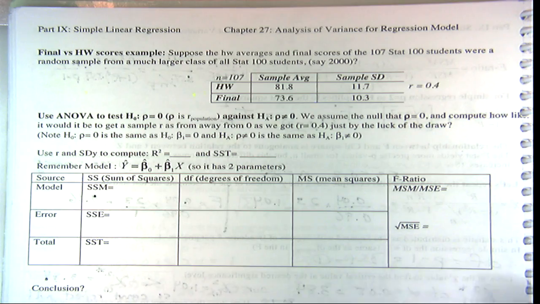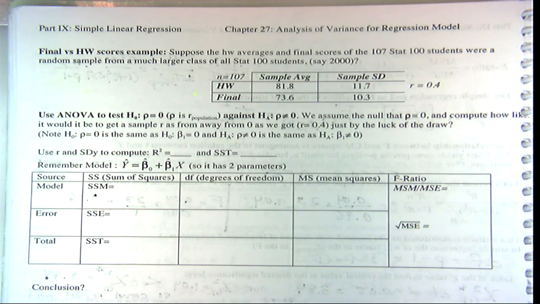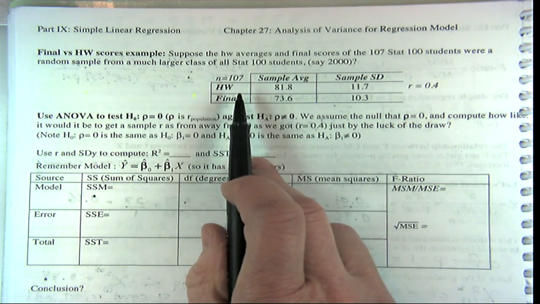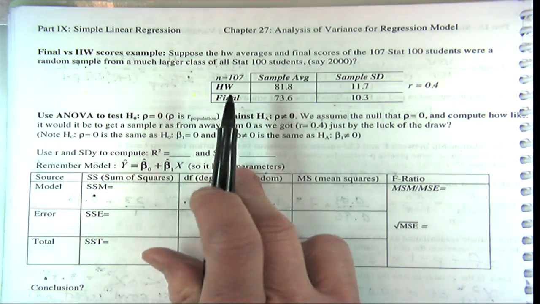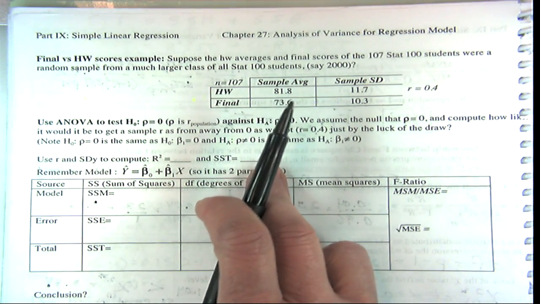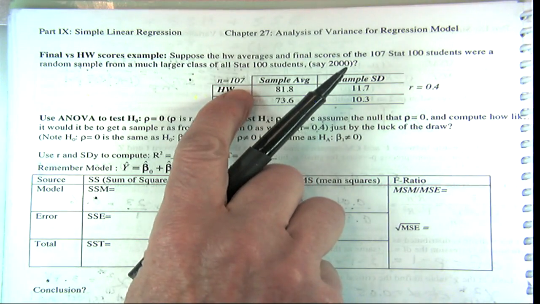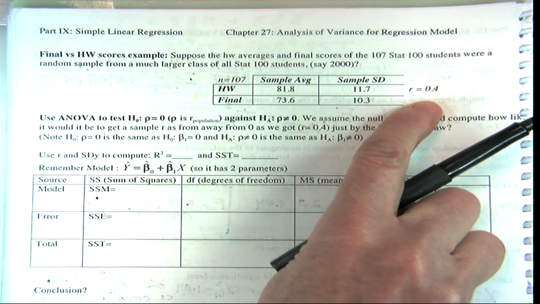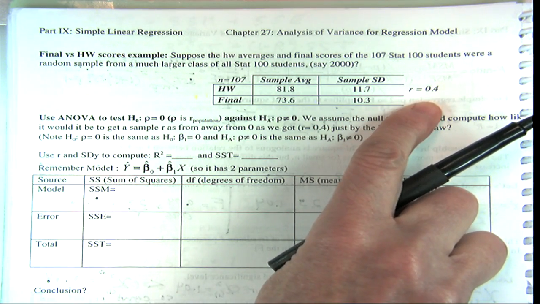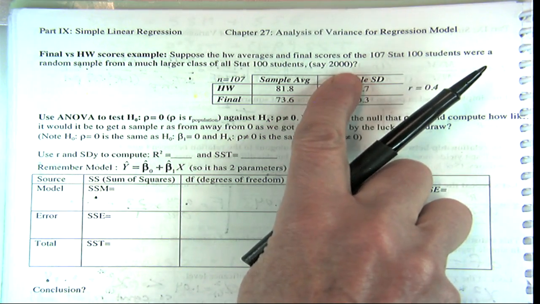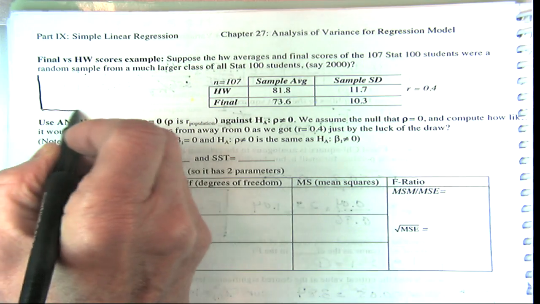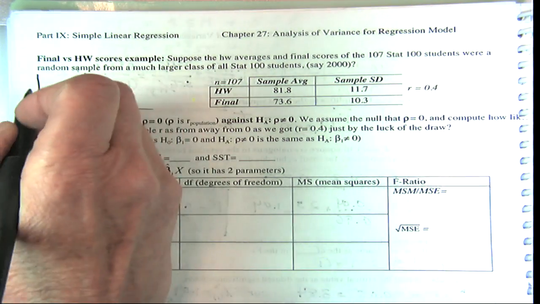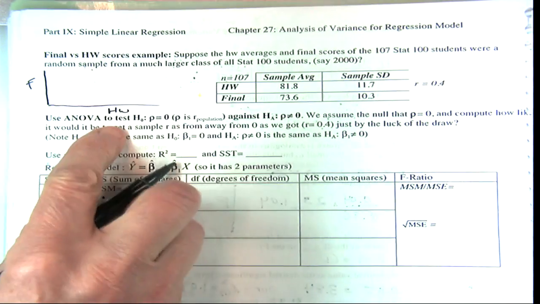All right, so let's look at this example. Here's data from our homework and final from 107 students. Imagine these 107 students were a random sample from a much wider population. Otherwise, there's no point in doing this; if this was the whole population, we really have all the data, and this correlation is the correlation for the whole population. So we're looking at some imaginary larger population of, let's say, 2,000 Stat 100 students, and the null is that in those 2,000, when we're predicting finals from homework, okay?